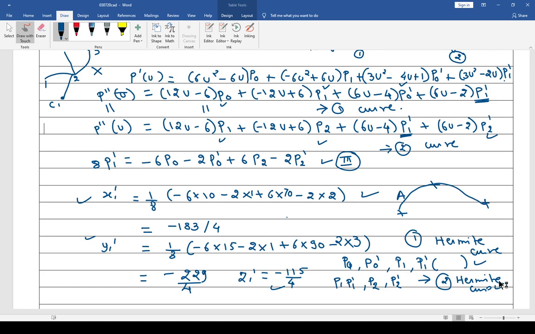So we'll try to complete this problem in the next lecture. Okay, so now what is the problem? Just for the time being, let me know whether you understood this or not.